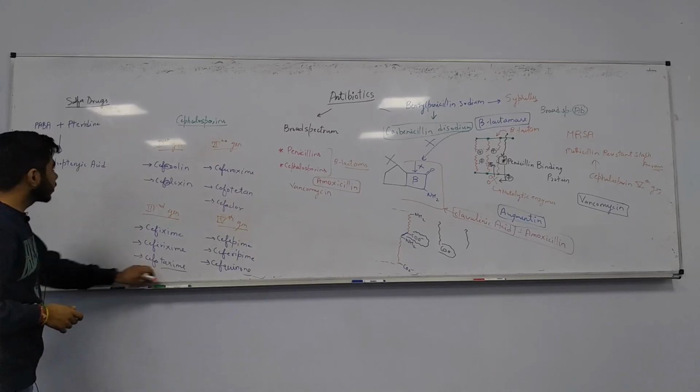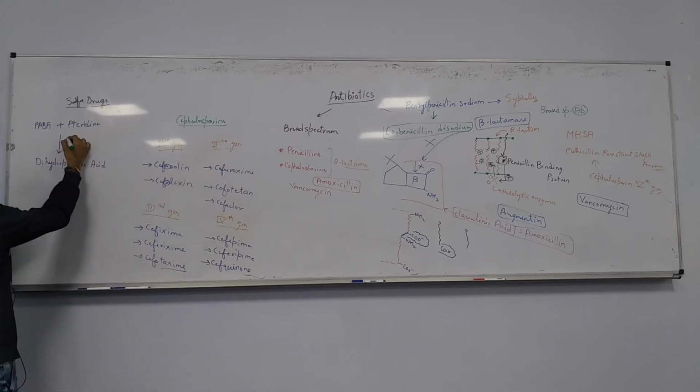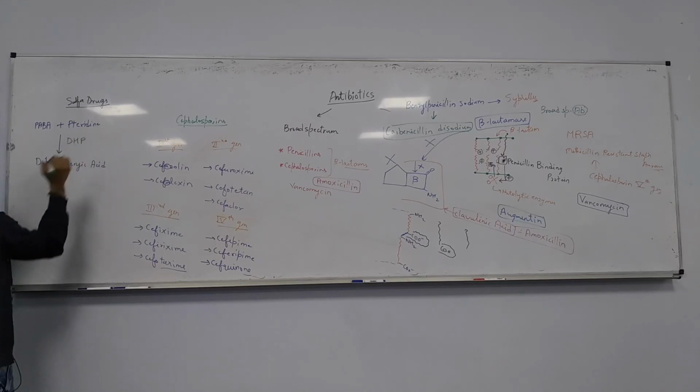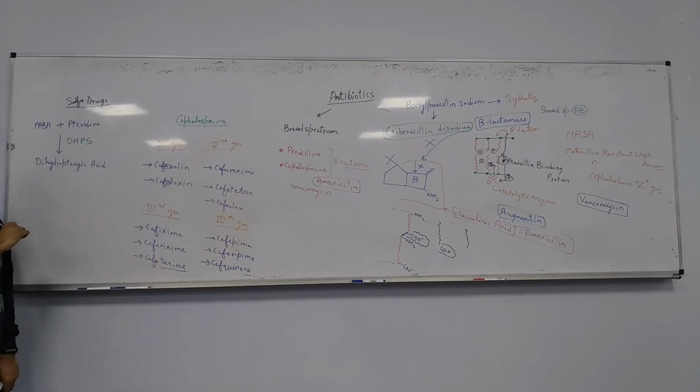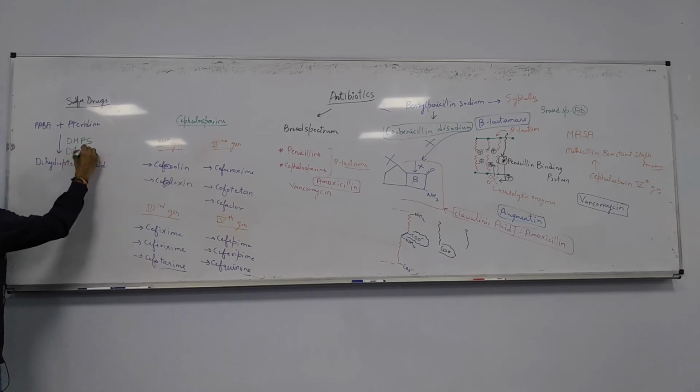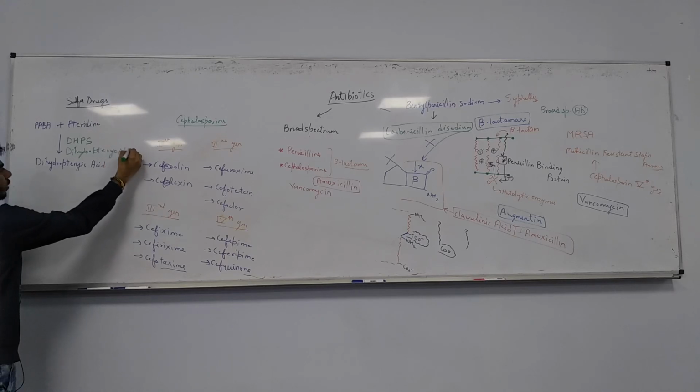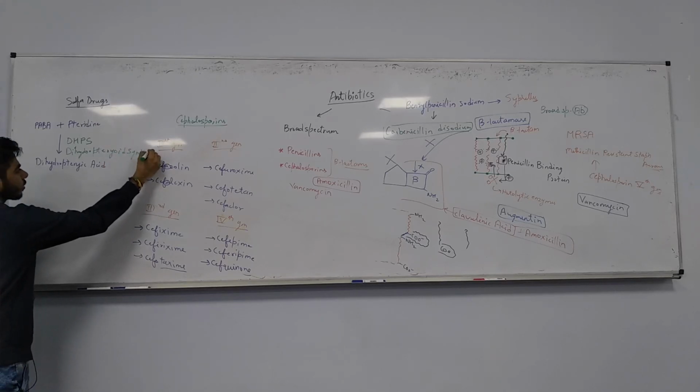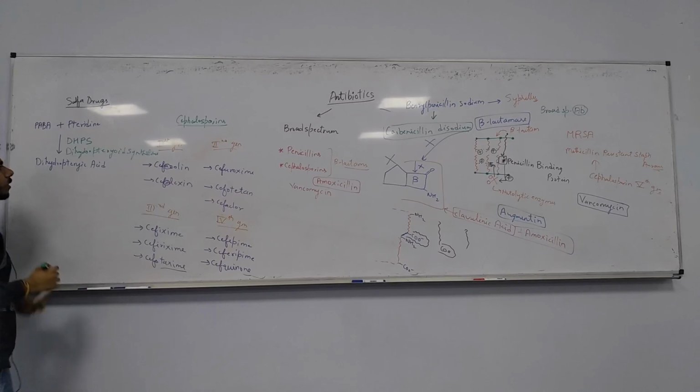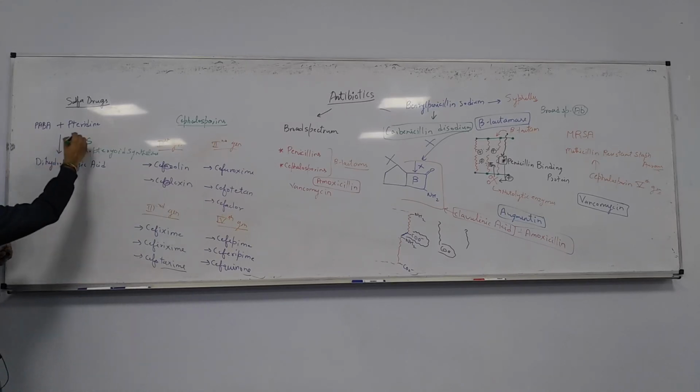And what is the name of this enzyme? That is actually dihydropteroate synthetase. Okay, what is the DHPS? That is the dihydropteroate synthetase. Okay, dihydropteroate synthetase. So that is the DHPS. Then what will be happening?